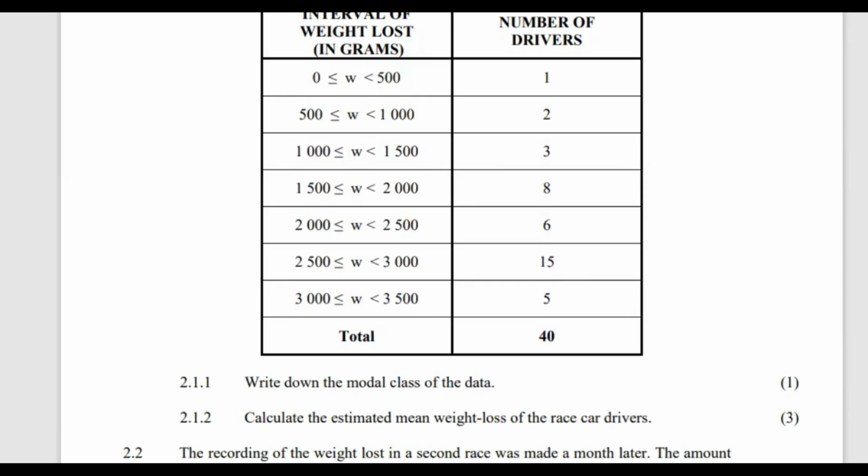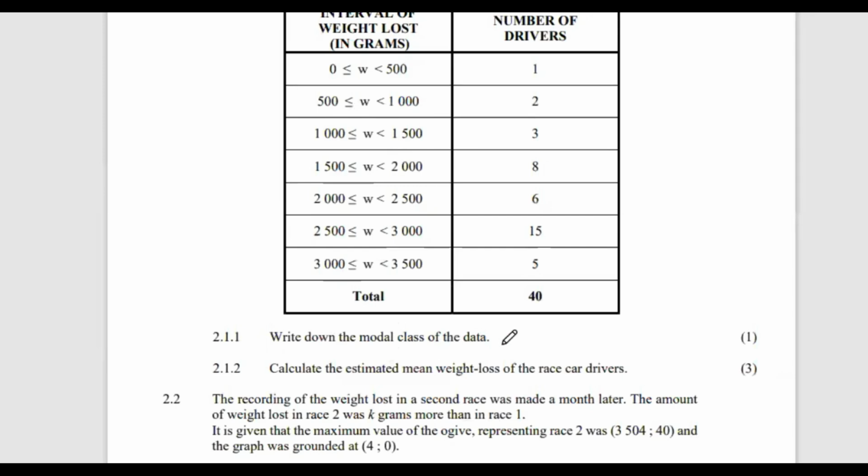Then they want us to determine the modal class. So a modal class is basically that class with highest frequency. Now remember, the number of drivers will represent the frequencies. So these intervals are representing our classes. So the highest frequency that we are seeing is the 15. So this interval becomes the modal class. So we're going to say 2.5 is less or equal to the weight and less than 3,000.